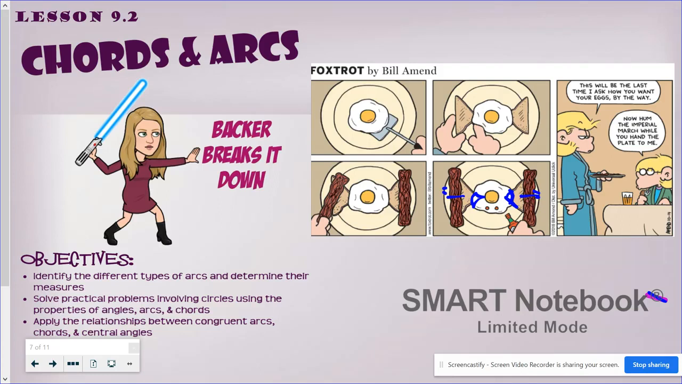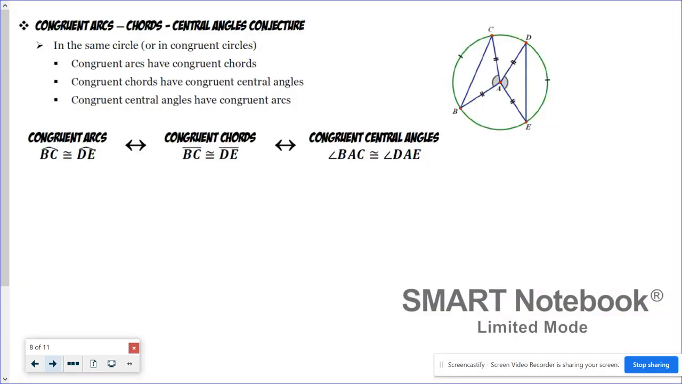So while some people might see Star Wars on that plate, I'm seeing congruent arcs, chords, and central angles. But I'm also a math person. There's a conjecture that says that congruent arcs have congruent chords, and congruent chords have congruent central angles, and congruent central angles have congruent arcs.